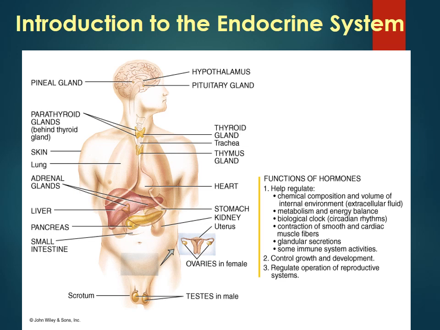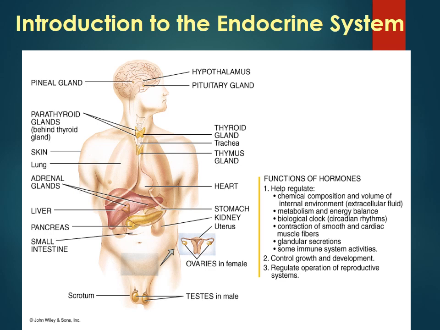Let's go now to the introduction of the endocrine system. These are the parts of the endocrine system. You have there the pineal gland, you have the adrenal glands, and then of course the pancreas, you have the ovaries, the testes, and you also have the thymus.